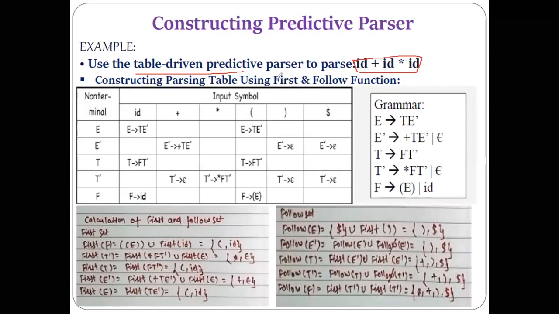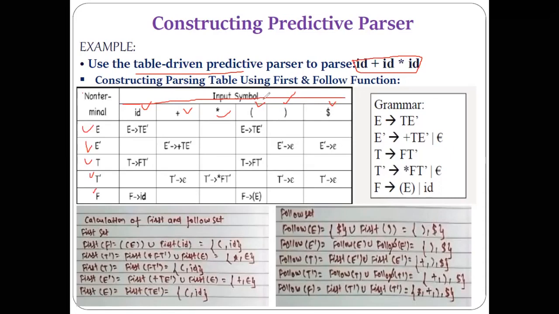As I told you, the rows of the parsing table consist of the different non-terminal symbols. In this grammar, these are the non-terminal symbols: E, E dash, T, T dash, and F. The columns consist of the input symbols, or the terminals. In this grammar, the terminals are ID, plus, star, open brace, close brace, and dollar. In this way, you have to put these things down in the table, and then we will fill this parsing table.